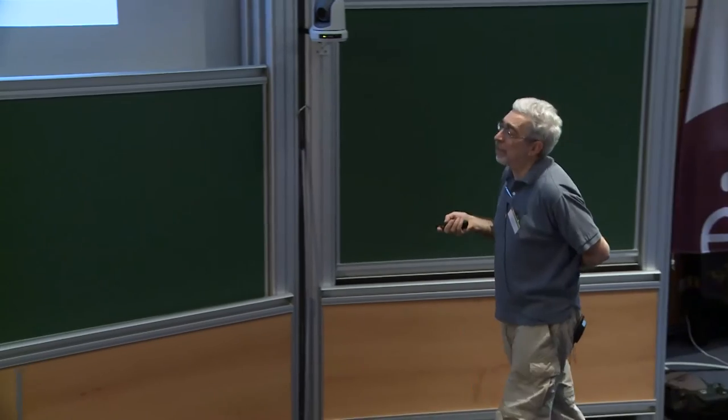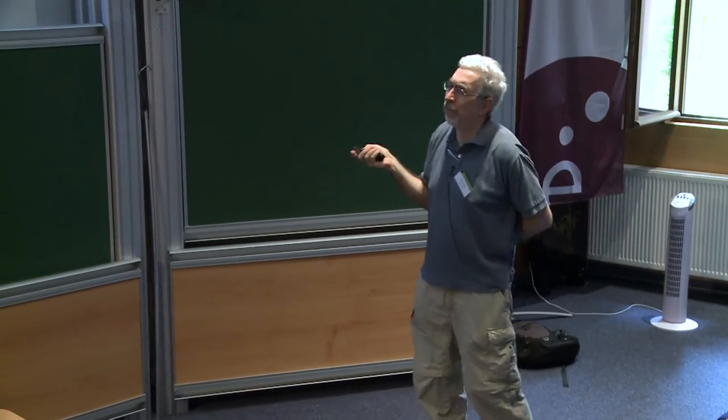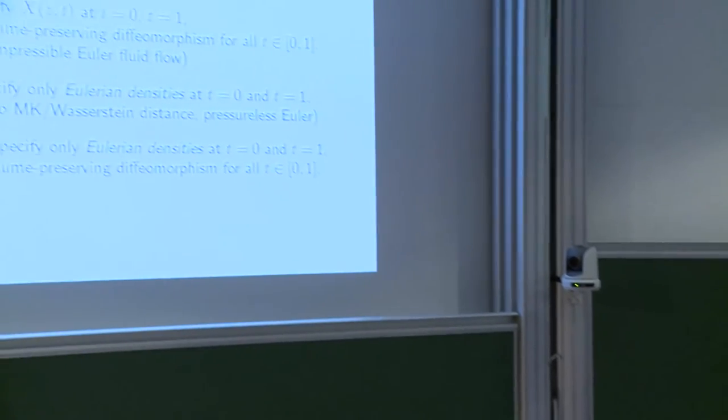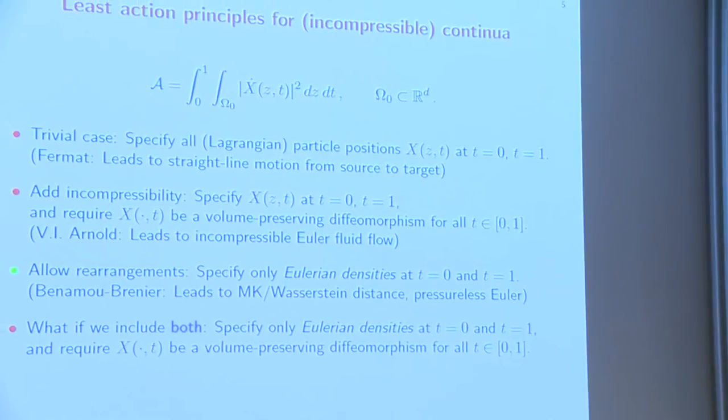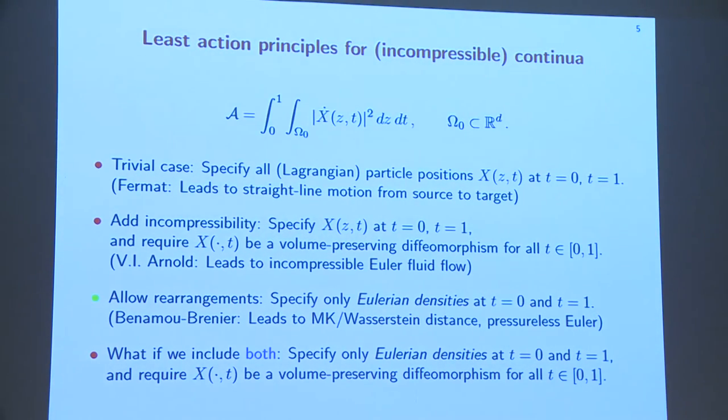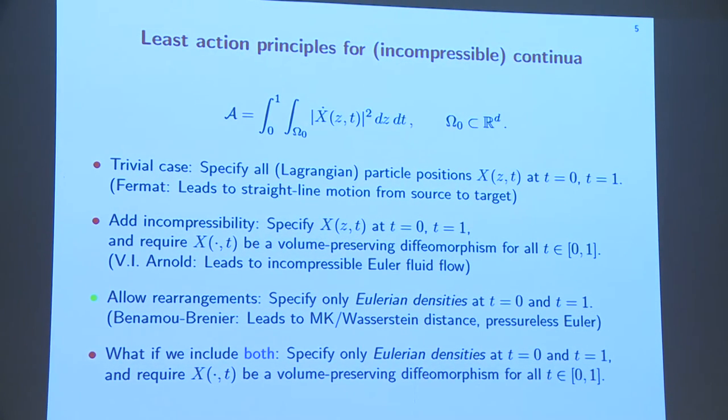Okay, so least action principles, they go back a long way. Of course, one of the first ones one thinks of is Fermat. So here I'm in R^d, and there's not really water and air where the light bends going from trying to get from point A to point B in the fastest time. But really the trivial case in which if you're trying to minimize kinetic energy squared, the action, then particles want to go in a straight line from source to target.